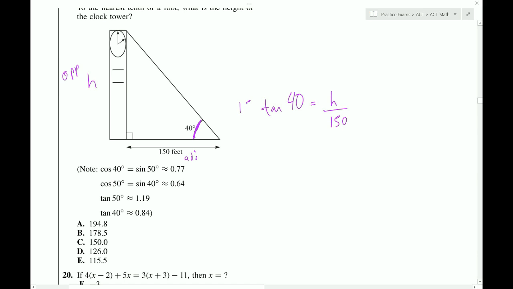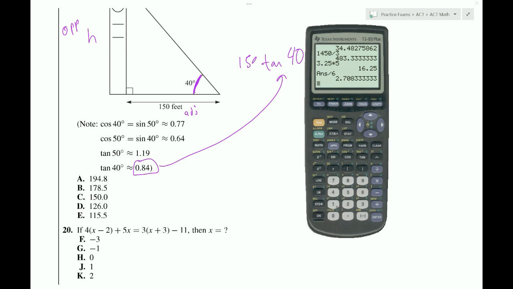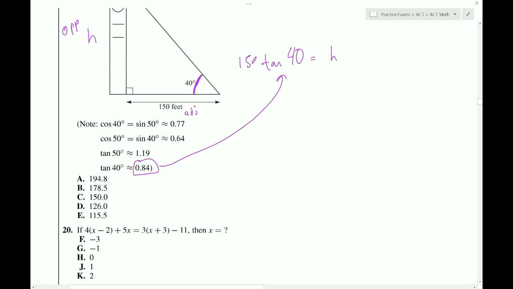So I simply move the 150 across diagonally, across the equal sign, and I find h equals this. And then I could plug the tangent of 40 in. That's convenient. So 150 times 0.84, that gives 126.